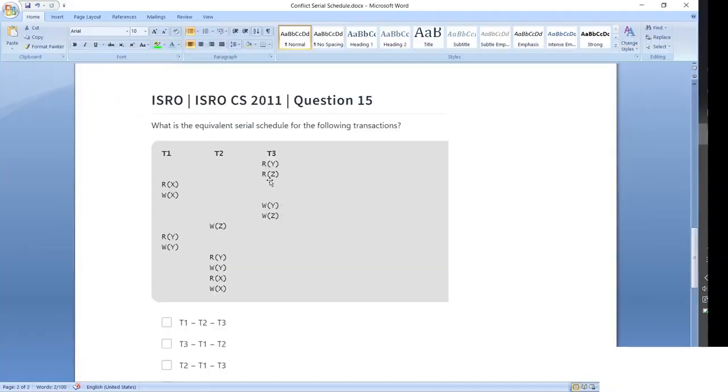Now read on Z. Check any write on Z. Yes, I got it here. So we will make a T3 to T2 arrow. Already the arrow is there.